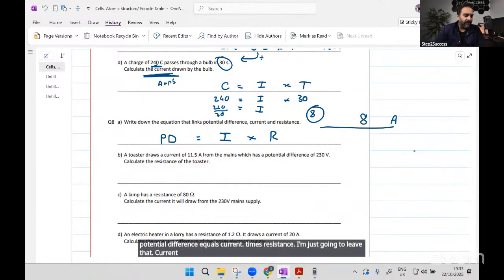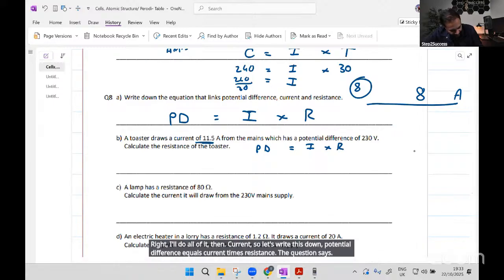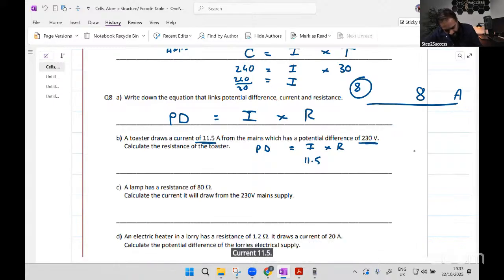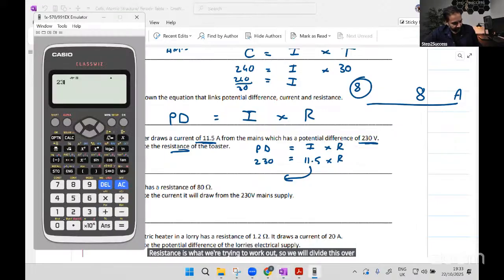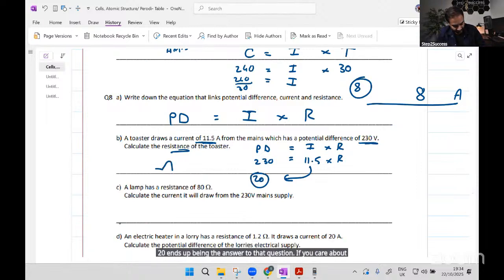Current is, again, usually the letter I. Right, I'll do all of it then. Current, so let's write this down. Potential difference equals current times resistance. The question says current 11.5, potential difference 230, resistance is what we're trying to work out, so we will divide 230 divided by 11.5. You did a lesson on rearranging equations not long ago, which is on your test at the weekend. So all of this stuff should be quite comfortable. 20 ends up being the answer to that question. If you care, the units for resistance are called ohms. But as I say, not important for now.